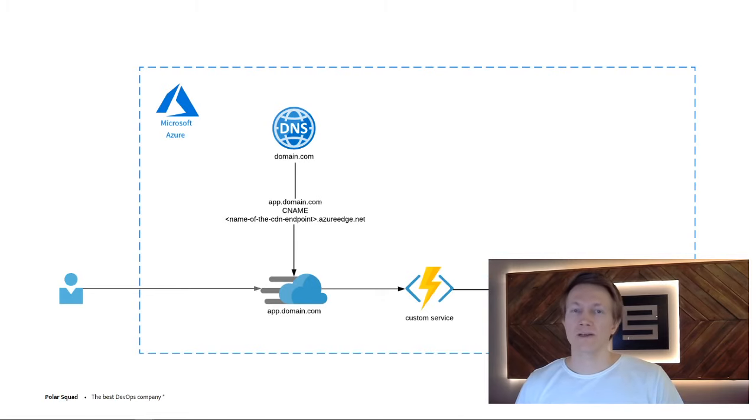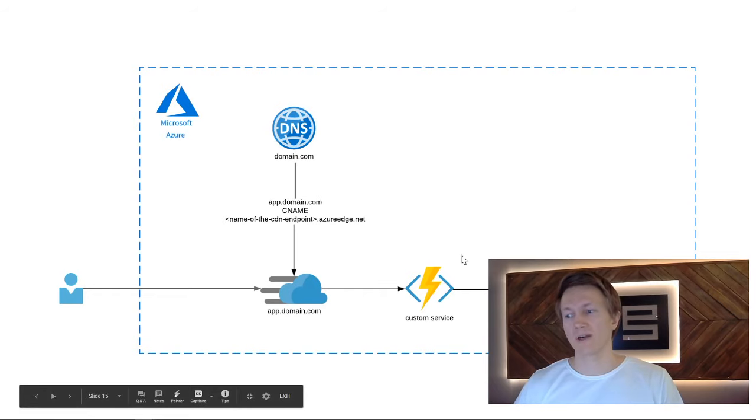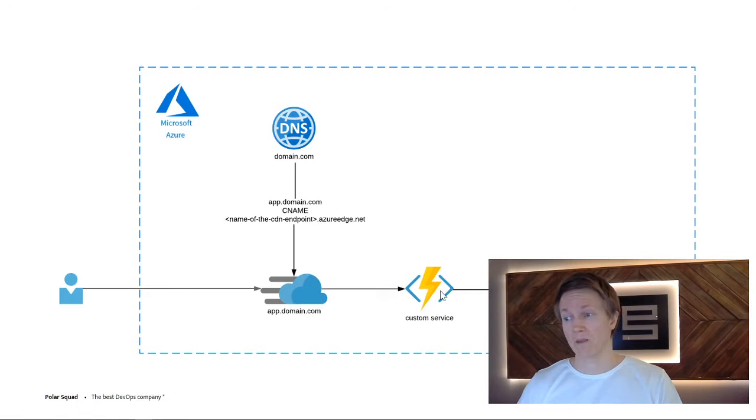Then here's a more advanced setup, for more complex needs, where you would have a custom service in between the CDN endpoint and the storage account. So actually the custom service is acting as a back end to the CDN endpoint, and it's reverse proxying requests to the storage account.